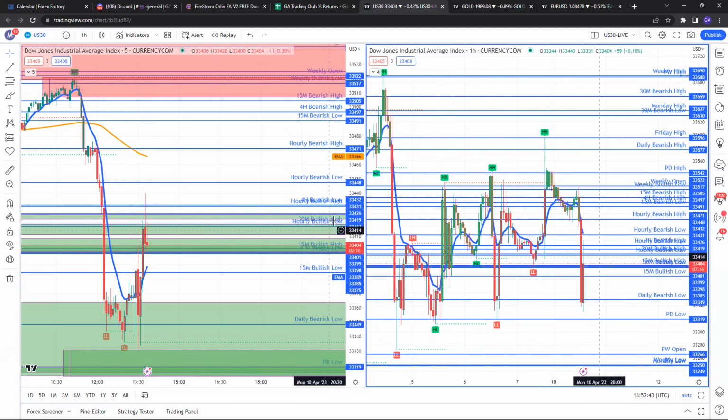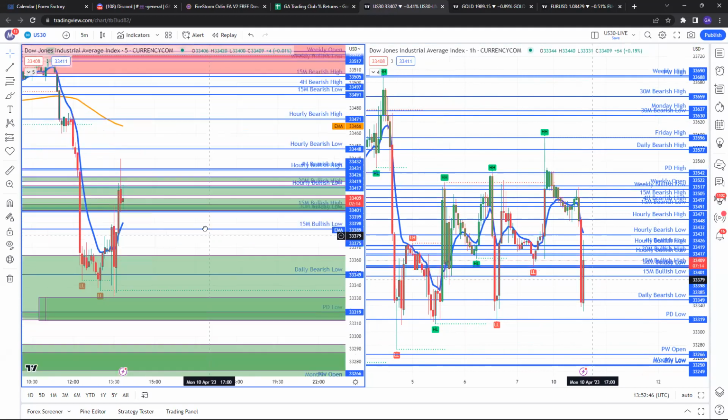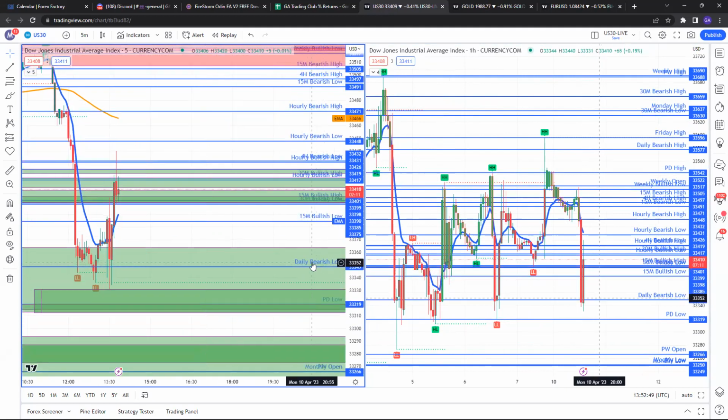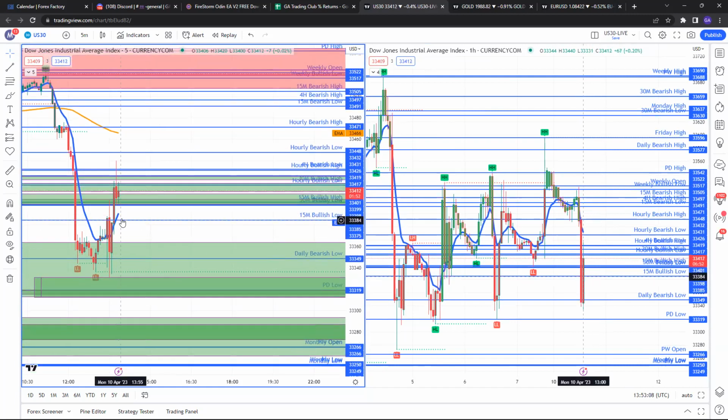So US 30 bounced off of a daily bearish low. Keep in mind, I always tell you guys, they definitely can use bearish zones as bullish zones, because as you can see, US 30 came, tested the daily bearish low, and then again reversed to the upside. So for any sell, we would need our price to close below the 9 EMA and below the daily bearish low. But right now you can see US 30 is pretty much in demand zones.